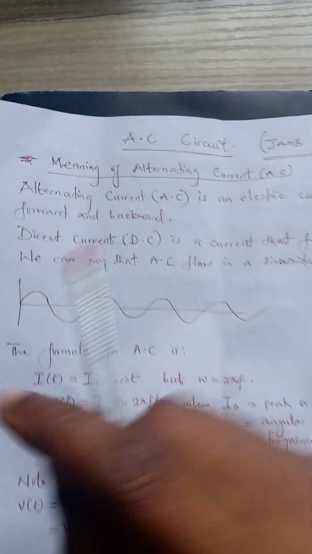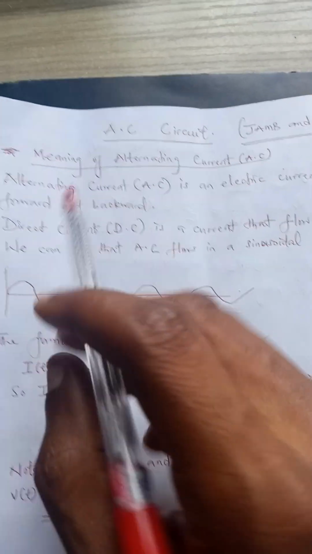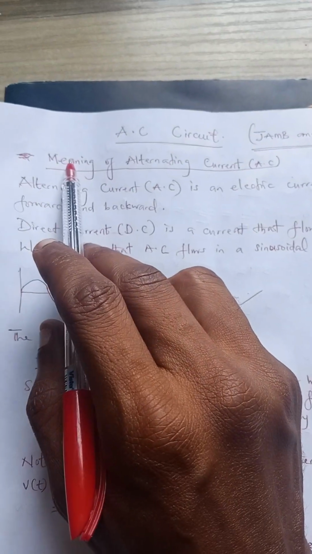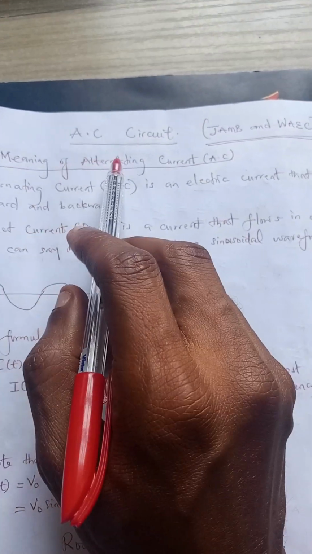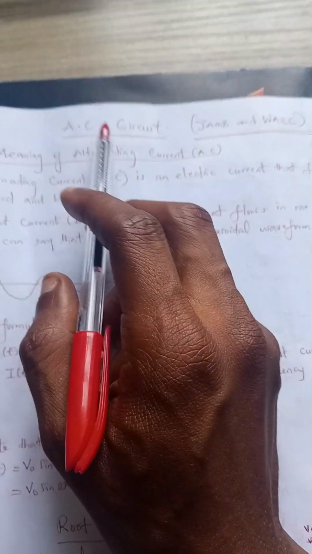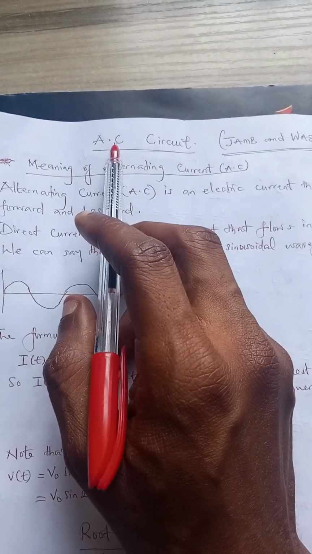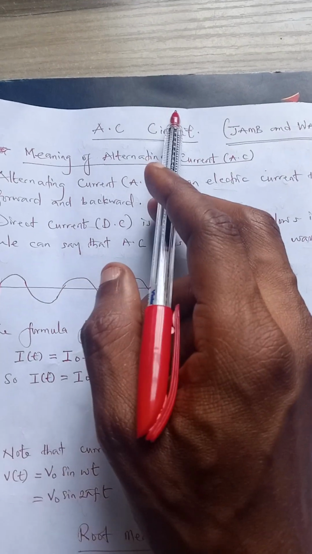So without wasting time, let us go straight. The first thing we are going to be looking at is the meaning of alternating current. If you go to your physics textbook, they call it the AC circuit.